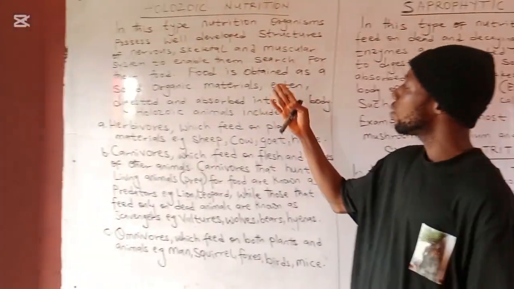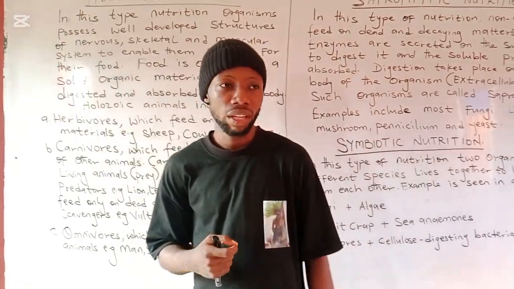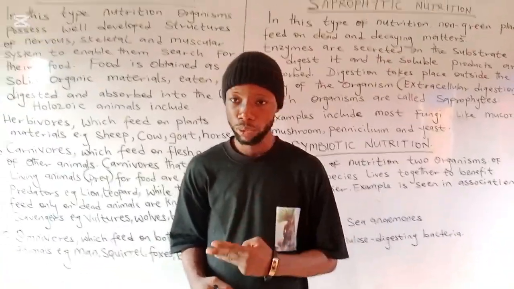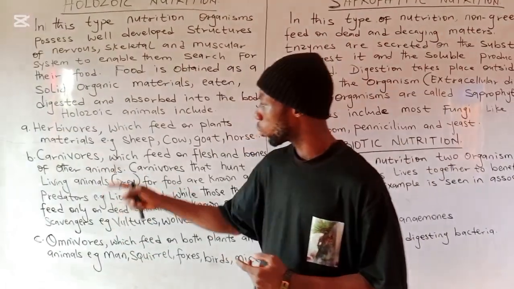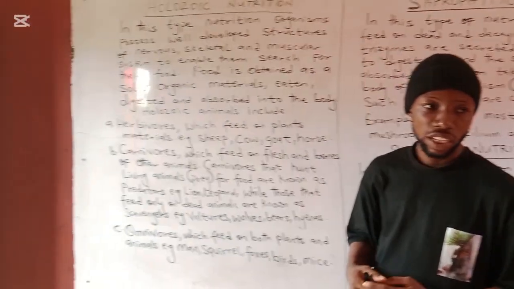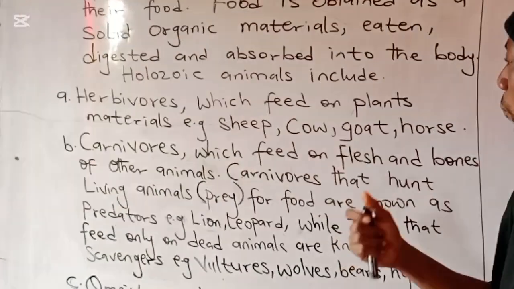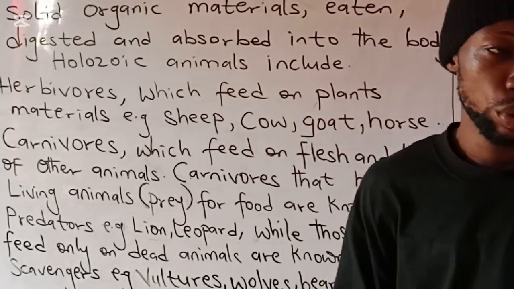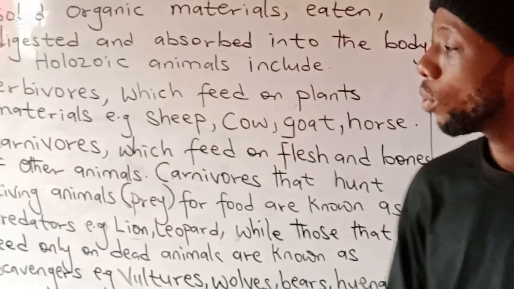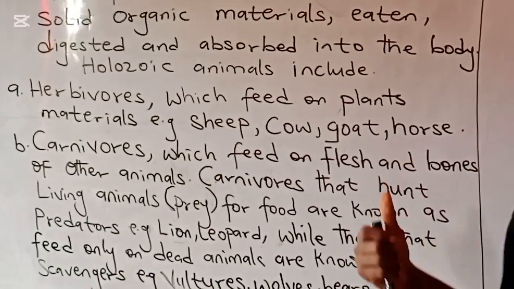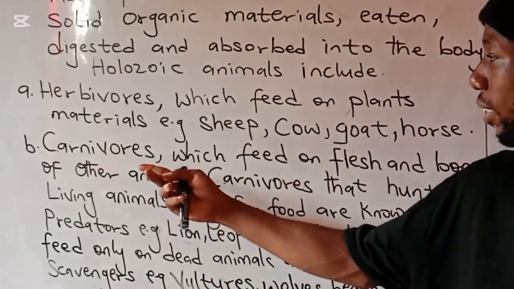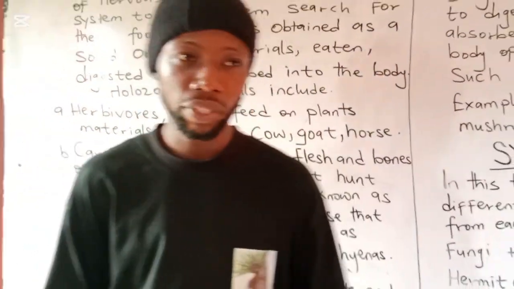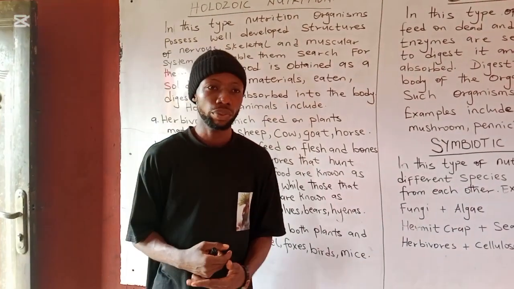Now, the holozoic animals here on the board are categorized into three different groups. The first one is herbivores. Herbivores are those that feed on plant materials. Examples include sheep, cow, goats, and horse. The next on the board is carnivores. Carnivores are those that feed on flesh and bones.